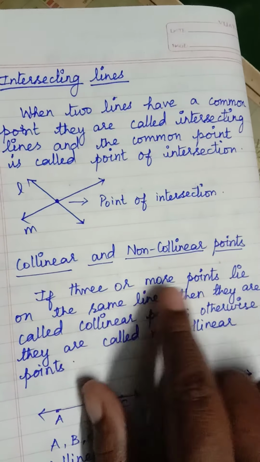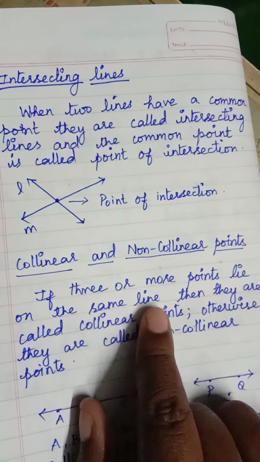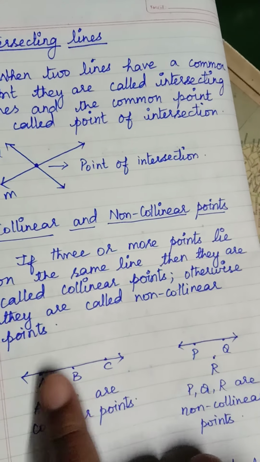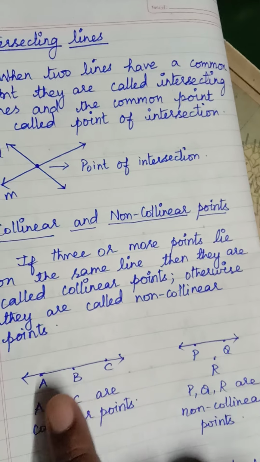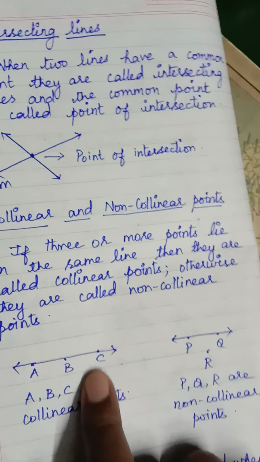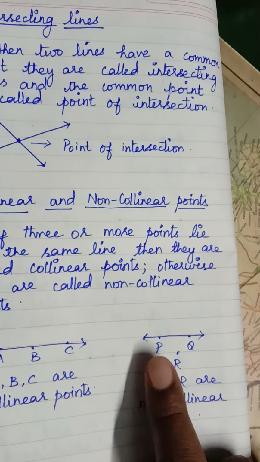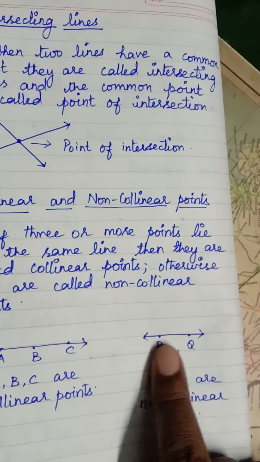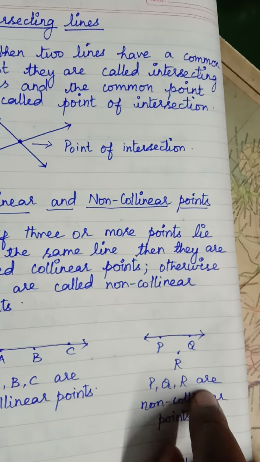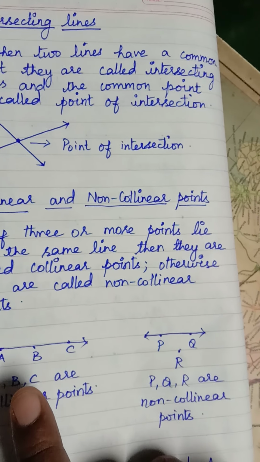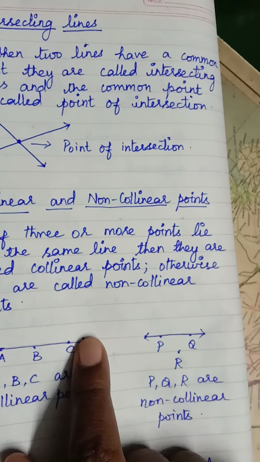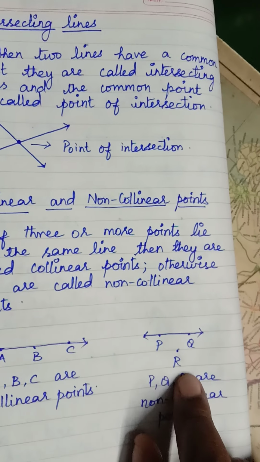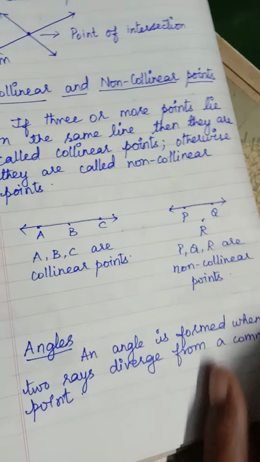Next, what are collinear and non-collinear points? If 3 or more points lie on the same line, see A, B, C are 3 points, they lie on the same line, and so they are known as collinear points. If they don't lie on the same line, see this P and Q are lying on the line, but R is lying here. So these are known as non-collinear points. If 2 or 3 or more points lie on the same line, then they are said to be collinear points, and if they don't lie on the same line, they are known as non-collinear points.